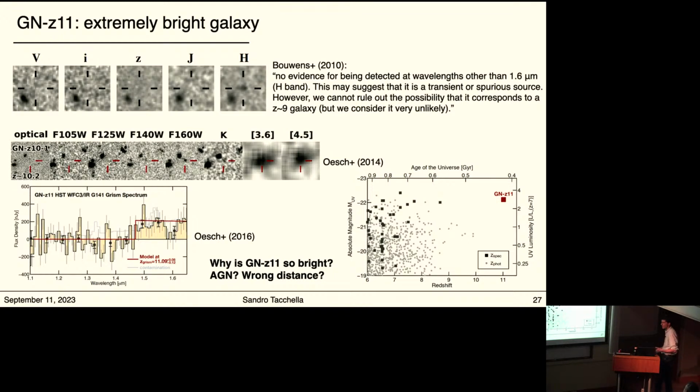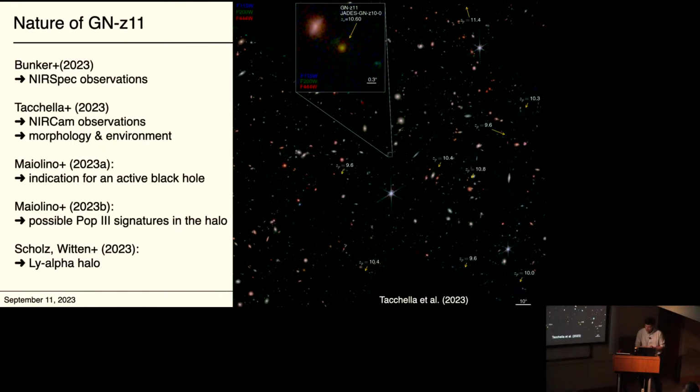Okay, so why is it so bright? Is the distance wrong? Is something else going on with the emission? Is it an AGN? And so this object is actually, as the name says, GN, like GOODS North. It lies in GOODS North. And so we got a lot of nice imaging data and also spectroscopy for this object.